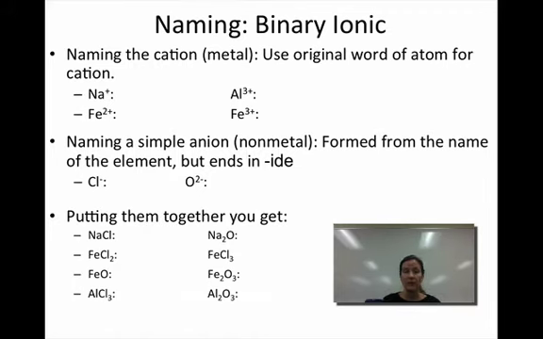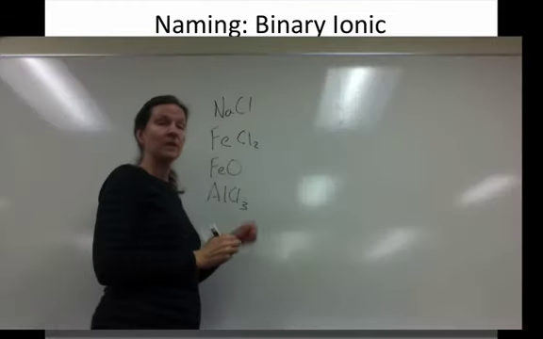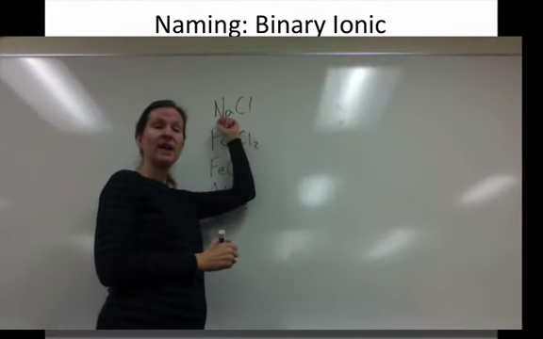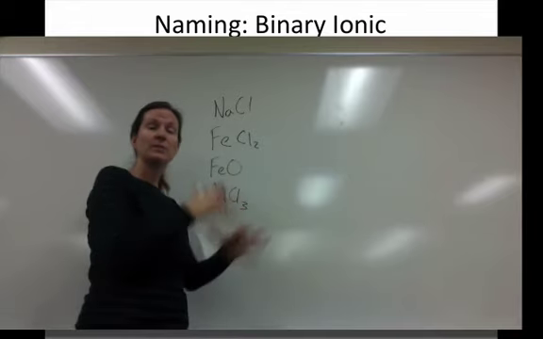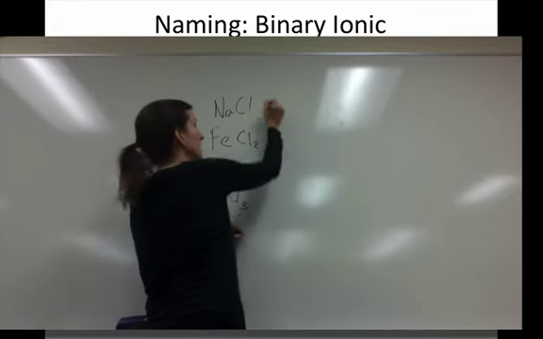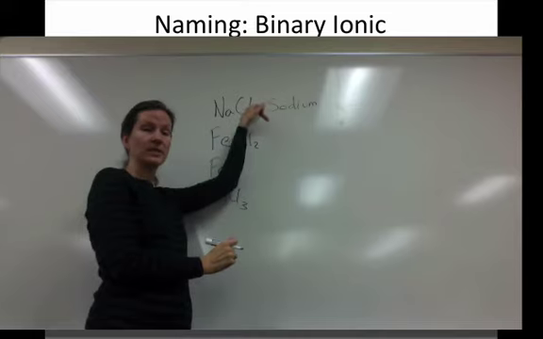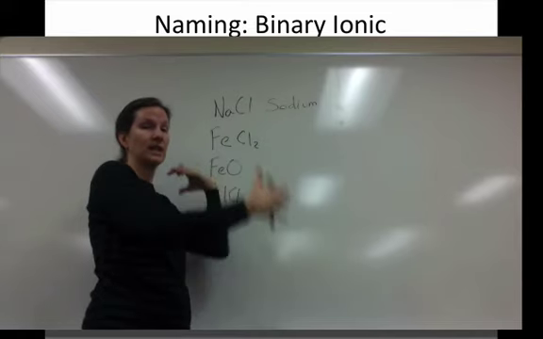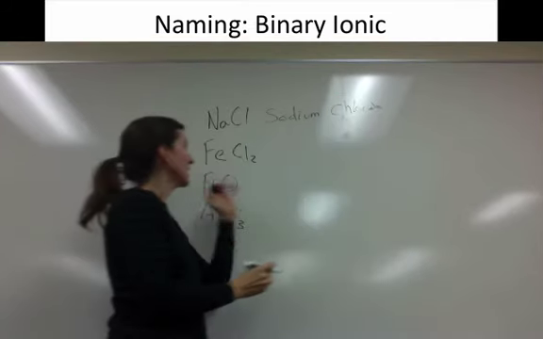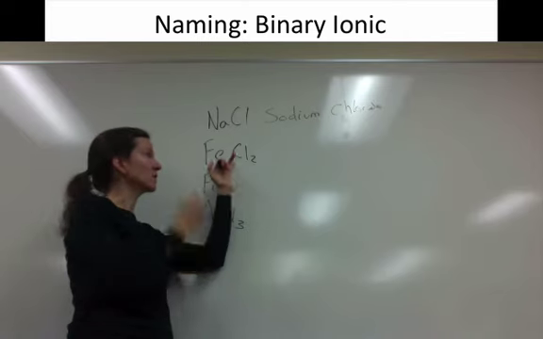So here's some examples. I'm going to run through them on the board for you. First one up here, NaCl, you name the cation first, which is simply sodium, no Roman numeral needed. And then you name the second part, which is the Cl part, which is chlorine, has to end in IDE, so it's chloride. Next one, we have iron and chlorine.